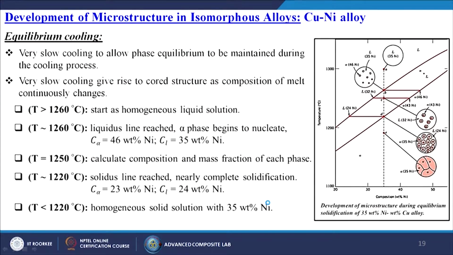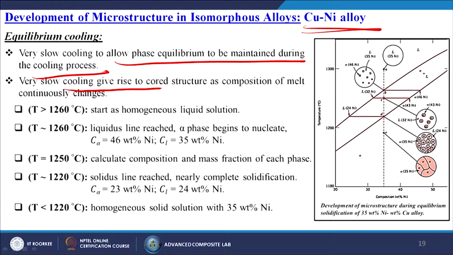Now, development of microstructure in an isomorphous alloy. Suppose I give the example of copper nickel alloy once again. In equilibrium cooling, very slow cooling, phase equilibrium has to be maintained during the cooling process. Very slow cooling gives rise to cored structure as the composition of the melt continuously changes. So, in this case, this is the composition, weight percent of nickel, and this is the temperature. Now we are going to know the characteristics of this line at different points.